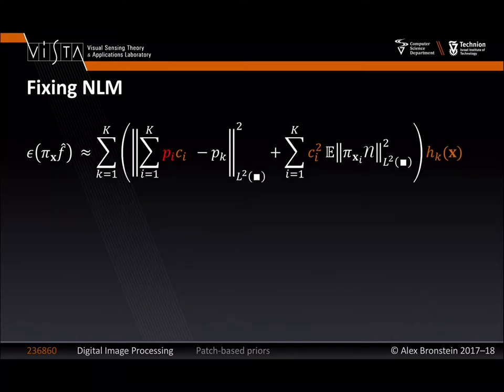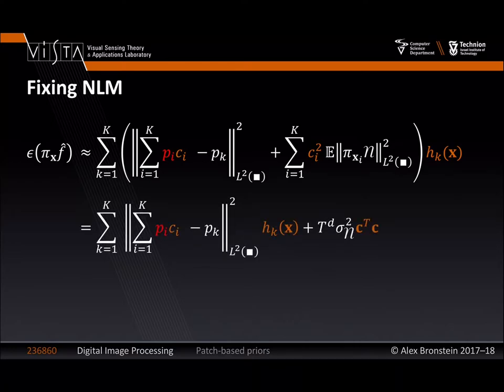So this is, again, my estimate of the MSE. Let's just write it in a clean matrix form. What is written here is just this constant value that I wrote before, and the sum of the c_i squared, I can write as C transpose C.